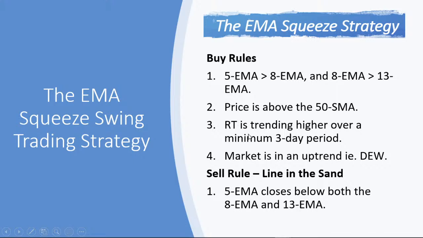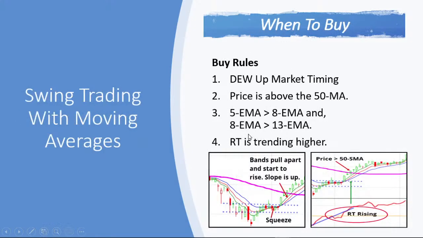And the sell rule, the line in the sand, is we're going to close the position when the 5-day EMA closes below both the 8-day EMA and the 13-day EMA. You may find an opportunity to sell sooner, but that right there, when the 5-day EMA closes below both the 8 and the 13-day EMAs, that is your last line in the sand.